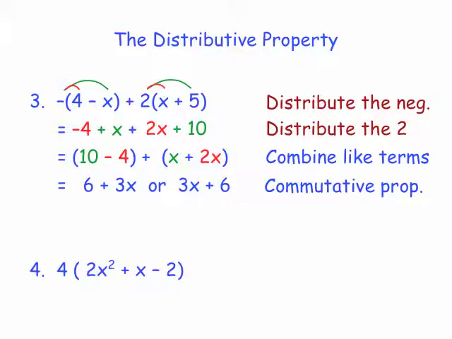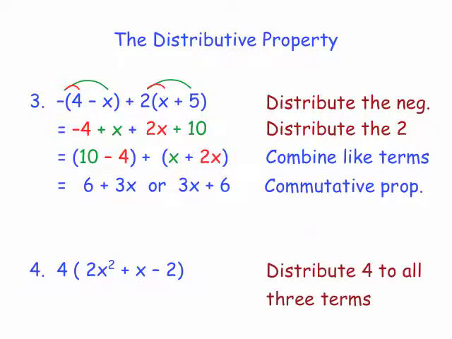Here's one where I have 4 times the quantity 2x squared plus x minus 2. Well, I've got to distribute that 4 to all 3 terms inside the parentheses. I have 4 times 2x squared, which is 8x squared. I have 4 times x, which is 4x. And I have 4 times negative 2, which is negative 8. So my final answer is 8x squared plus 4x minus 8.